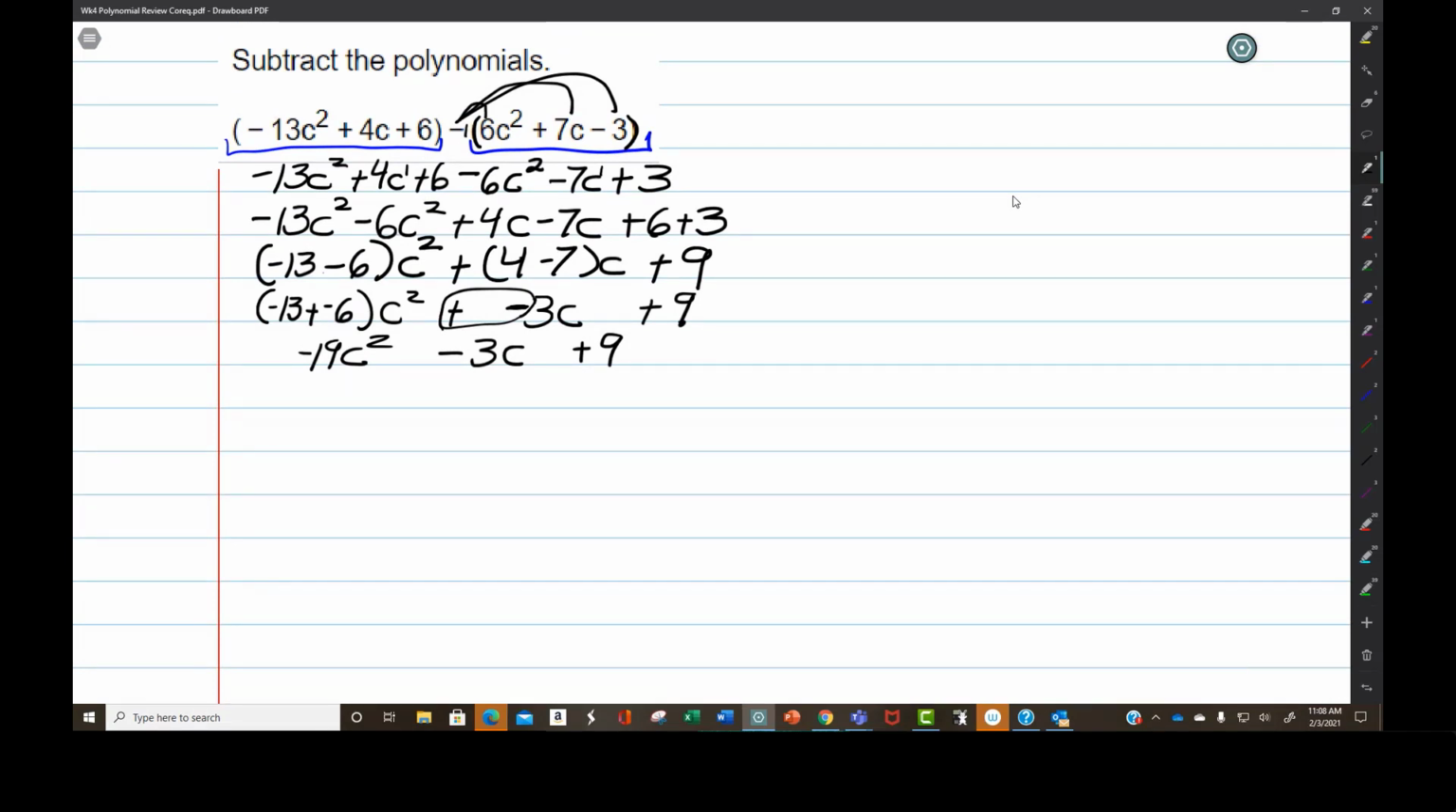Polynomial subtraction can be very dangerous. The first polynomial stays the same, but the second polynomial is multiplied by that negative in front of the parentheses, which is the same thing as a negative 1.